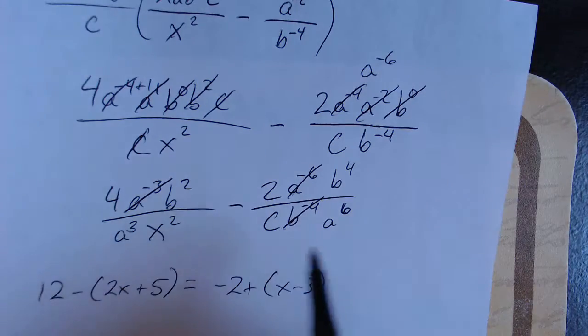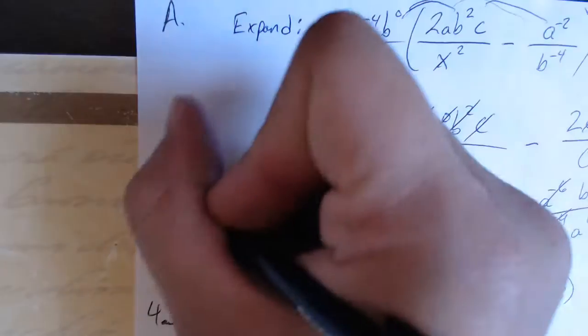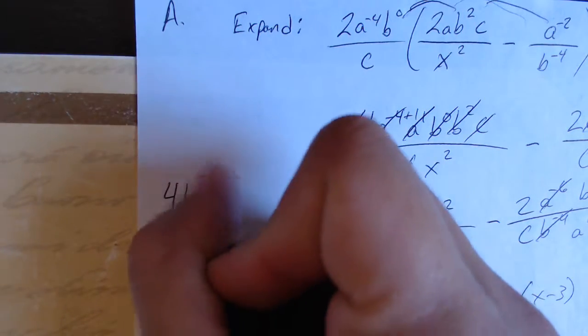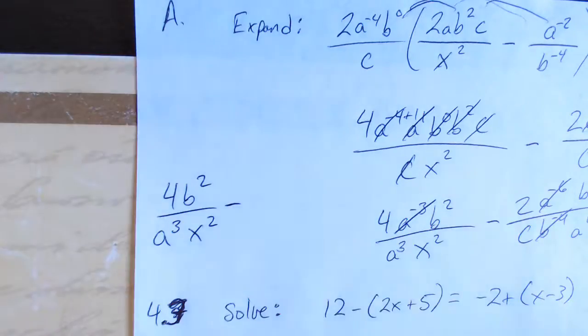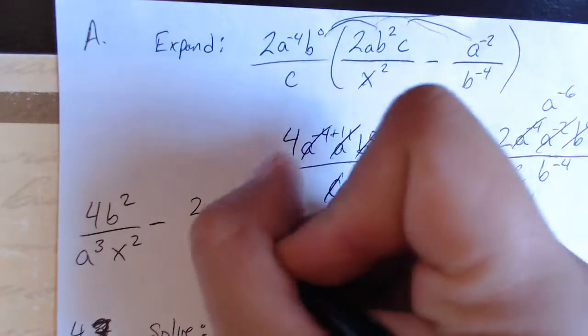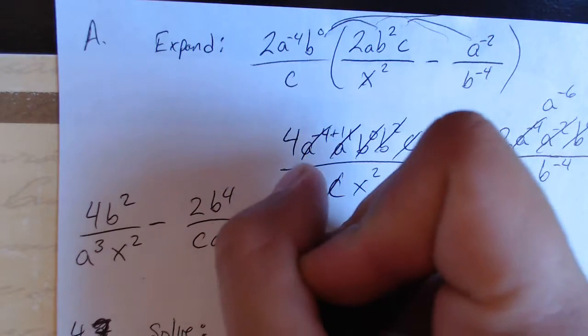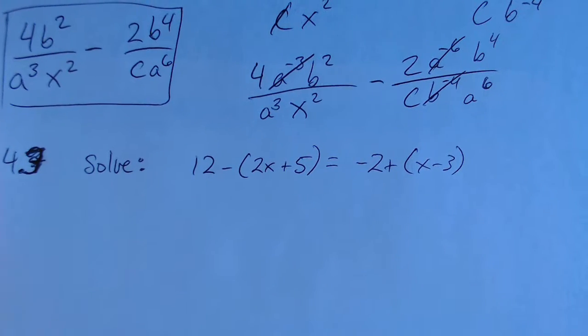So our final answer, we'll just write this without all the things crossed out. We have 4B squared over A cubed X squared minus 2B4 over CA6. That's the final answer. Next, example 4.3, we're just solving equations.